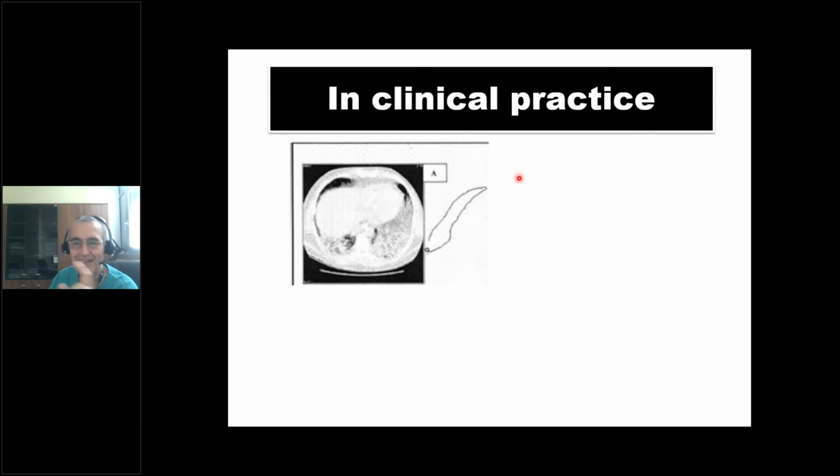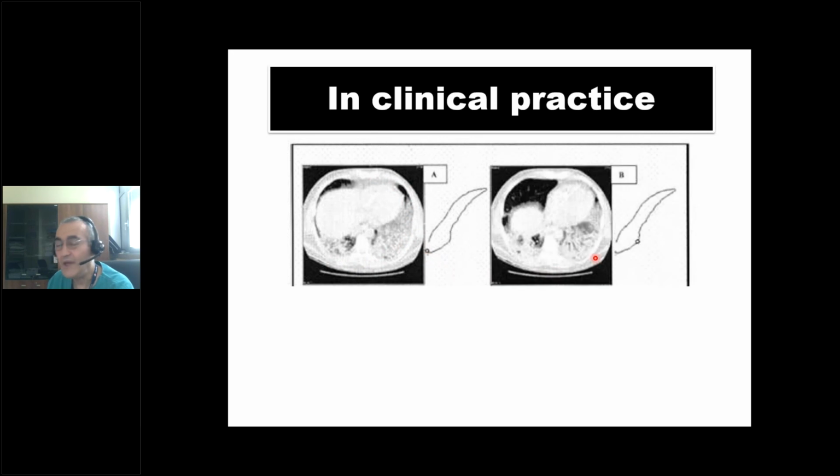Now, let's go and see what is the rationale of the recruitment and of the recruitment maneuver. This is a lung of a patient with ARDS at 0 PEEP. Then we apply a PEEP above the lower inflection point. And you see that there is certainly some recruitment, but there are a lot of parts of the lung that are closed.